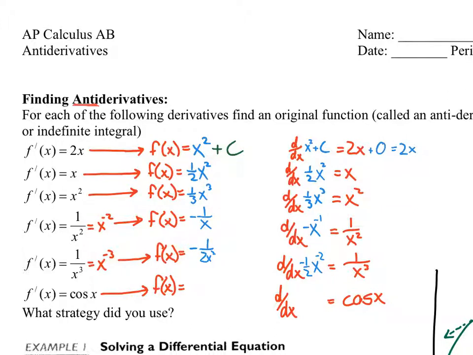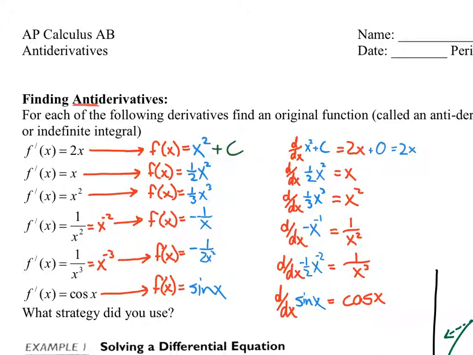Alright, so then we have cosine. The derivative of what equals cosine? Sine. Yeah, that one's a little easier. So sine of x would be the original function. Now, we're figuring that out logically. We're going to look at some rules in a minute that you're going to need to memorize basically in order to be able to just write down the answers to these.